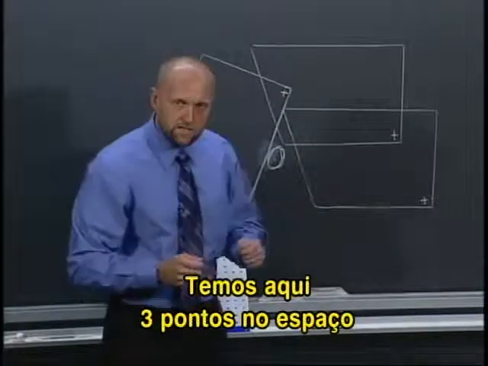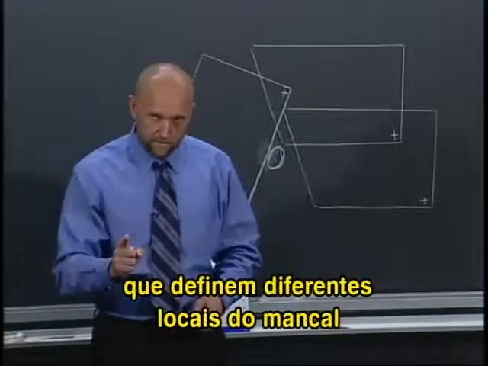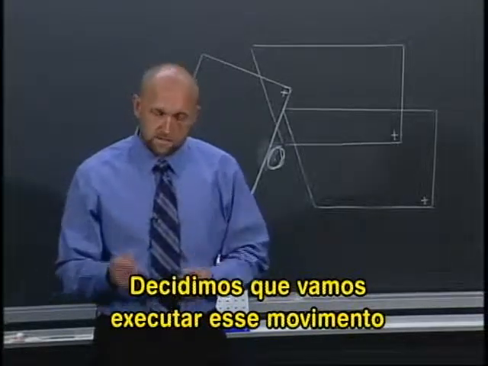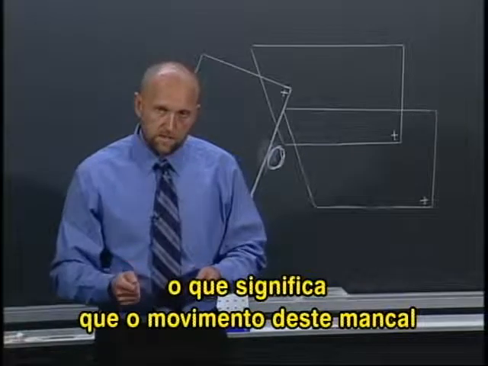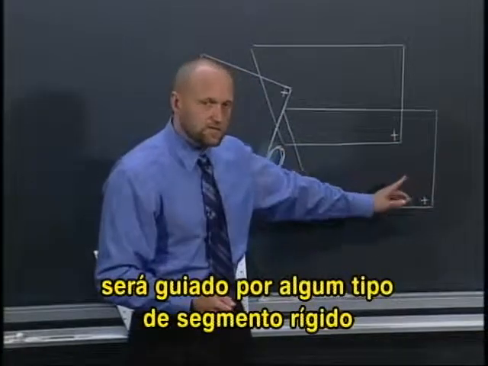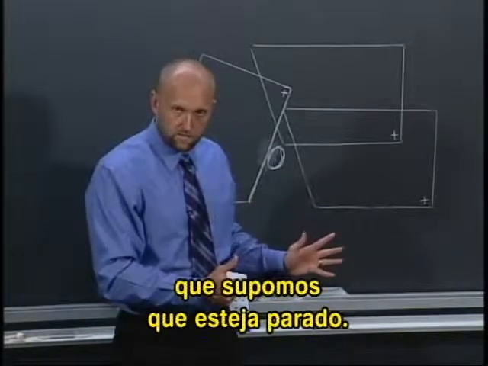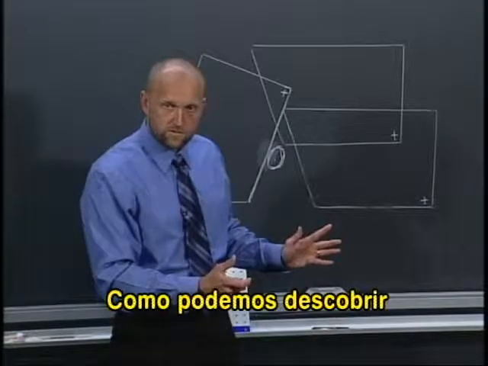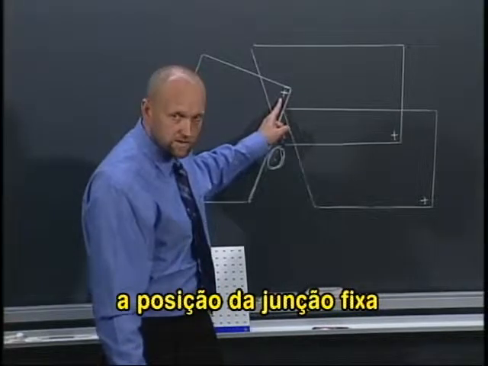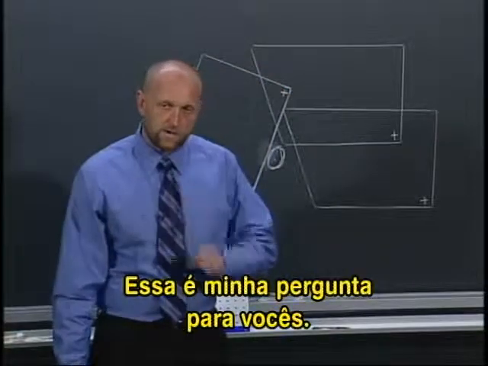Now what we have is 3 points in space that define different locations of the bearing at different points in time. And we've decided that we're going to execute this motion with a 4-bar mechanism, meaning that the motions of this bearing are going to be guided by some kind of rigid link that's connected somewhere to our truck itself, which is, we'll assume, stationary. So how can we reason out the location of the stationary joint from 3 positions of the moving joint? That is the question that I pose to you.